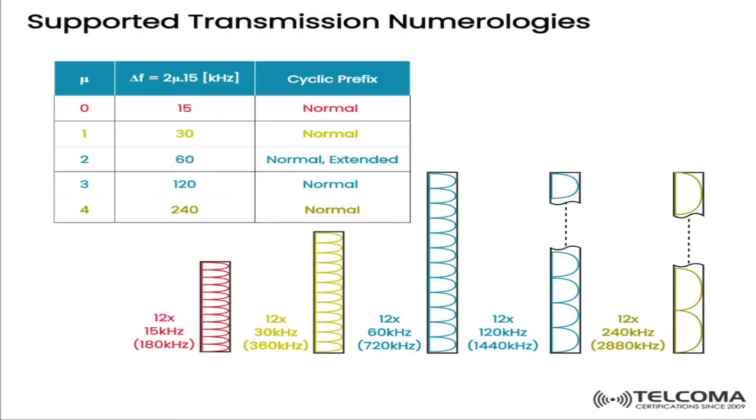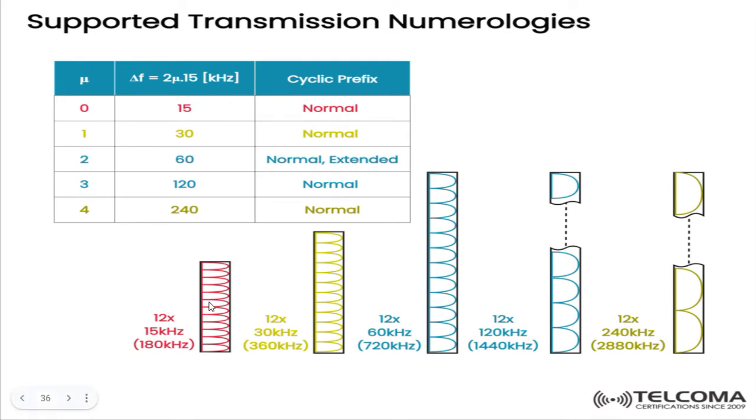These are the supported transmission numerologies. We can see numerologies 0, 1, 2, 3 and 4, having subcarrier spacing of 15 kilohertz, 30, 60, 120 and 240 kilohertz. For 15 kilohertz, the cyclic prefix used is the normal cyclic prefix, which is also used in LTE technology. We can use the CP in two forms, normal and extended. With 60 kilohertz subcarrier spacing we can use normal or extended, otherwise we use the normal cyclic prefix.